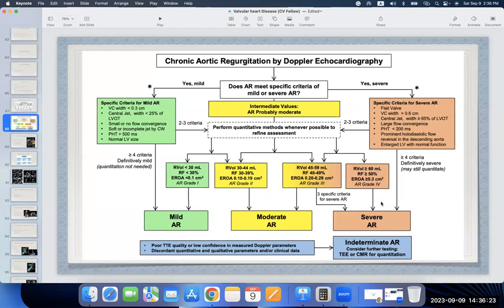The aortic regurg is the same as mitral regurg. We have criteria specific for severe aortic regurg, and there is a criteria specific for mild aortic regurg. If you have 4 or more, you can say that the patient has, for example, severe or mild without going to the quantitative method.